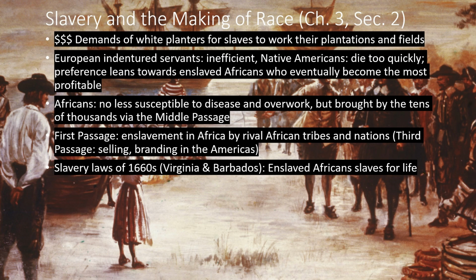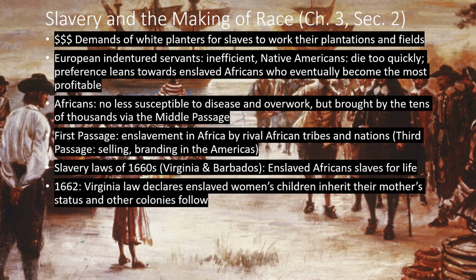So Virginia early on passes a law in 1660 declaring that enslaved Africans are slaves for life. Okay, so there's absolutely no possible way for them to become emancipated, even if they were to convert to Christianity, for example. Another law that was passed later on within that same decade declared that an enslaved woman's children would also inherit their mother's status. And of course, other British colonies followed Virginia's model.